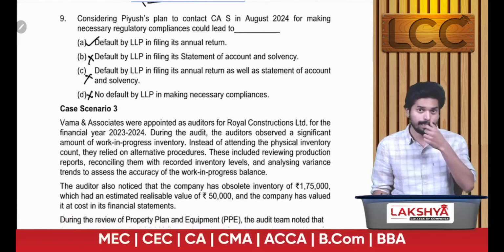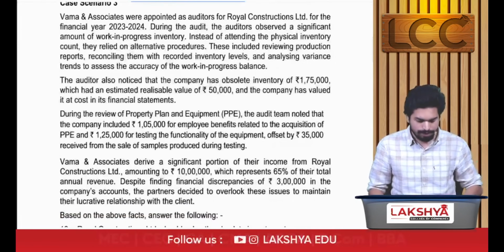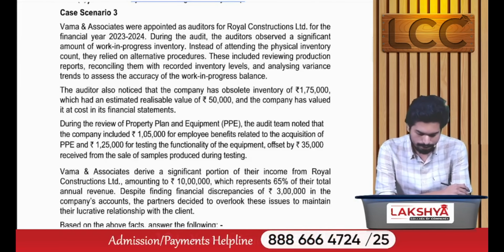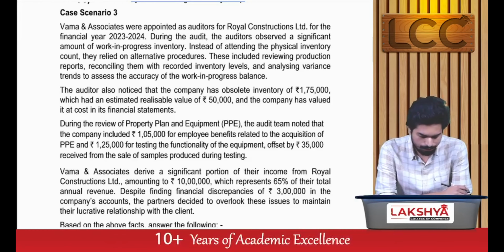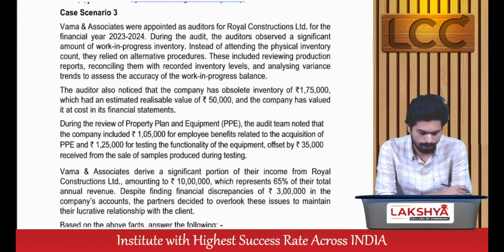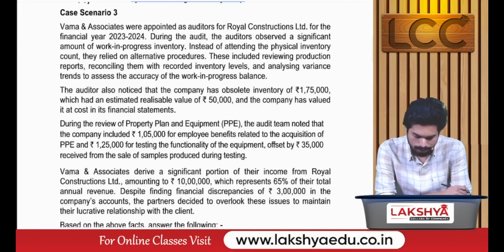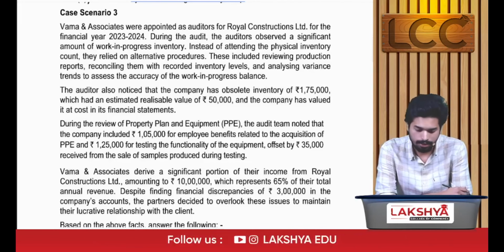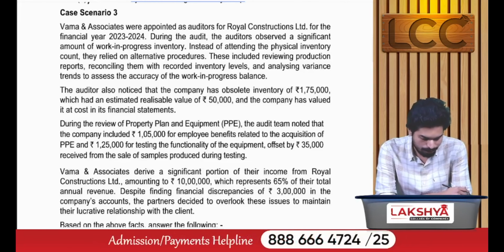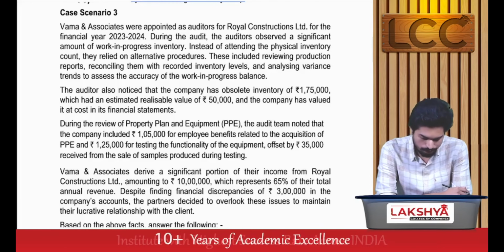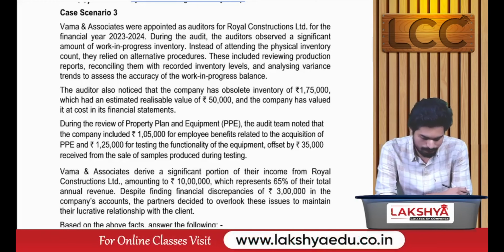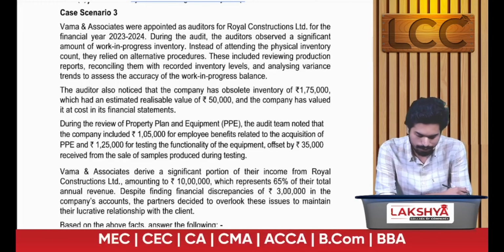So this is your case study 2. Now, case scenario 3. Let's read. Vama and Associates were appointed as auditors for Royal Constructions Limited for the financial year 23-24. During the audit, the auditors observed a significant amount of work in progress inventory. Instead of attending the physical inventory count, they relied on alternative procedures. These included reviewing production reports, reconciling them with the recorded inventory levels, and analyzing variance trends to assess the accuracy of the work in progress balance.